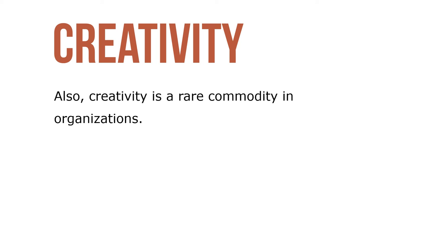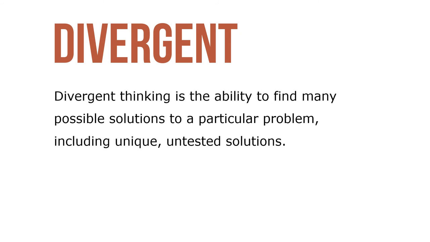Over time, this has the effect of causing most of us to give up on being very creative and just go along with the way the majority of people are doing something. We lose the ability to think differently. This ability, called divergent thinking, is necessary in order to come up with creative solutions to a problem. Divergent thinking is the ability to find many possible solutions to a particular problem, including unique, untested solutions.